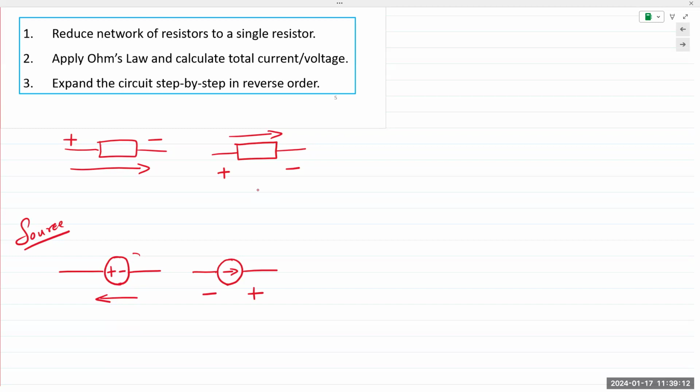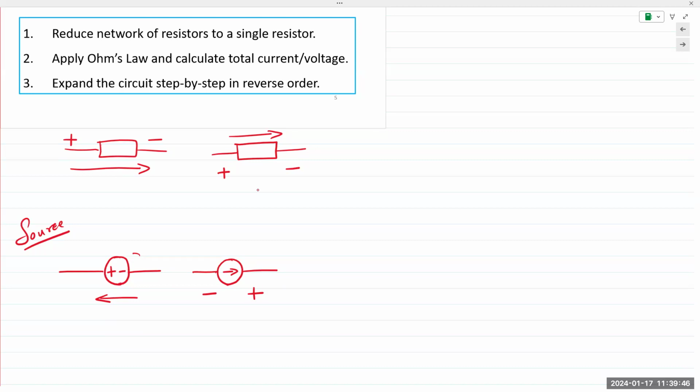Passive reference configuration states that for a passive component, current always goes from high to low, from plus to minus. Flip side of that statement is that if you're given a current direction, then the point of entry into the component is plus, the point of exit is minus. This applies to all passive components except for active ones like a source. A source, whether it's a voltage source or a current source, current will go in the opposite direction, which is minus to plus. Otherwise, our equations would never work.